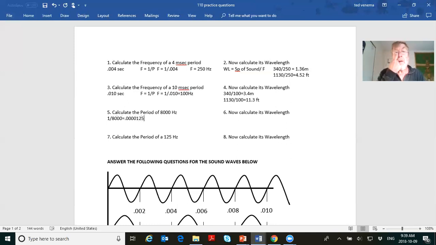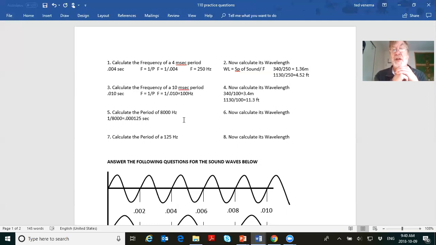0.000125 seconds. Yikes, I got too many zeros in there. Need one less zero. 0.000125 seconds. Well, that's what it is. I didn't make it up.